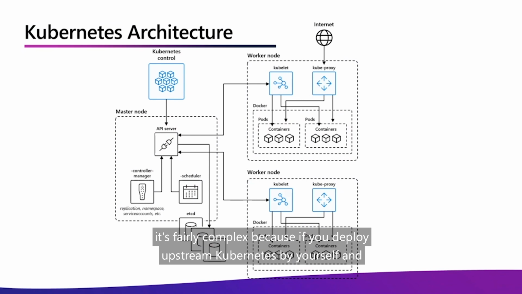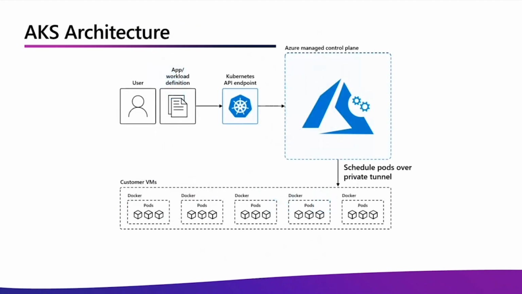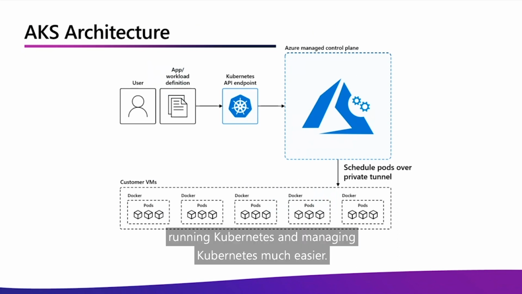Because if you deploy upstream Kubernetes by yourself and you run it by yourself, then you need to take care of all of these components. You need to take care of the control plane, the one on the left. You need to take care of the master nodes and API servers, controllers, etc. You need to take care of its own database, which is etcd on the bottom left. And then, of course, you need to take care of all the worker roles, which means the nodes where your application is running at any level, including security, networking policy, and so on and so forth. So as I said, it's fairly complex. Luckily, Azure AKS comes to help because it makes running and managing Kubernetes much easier.